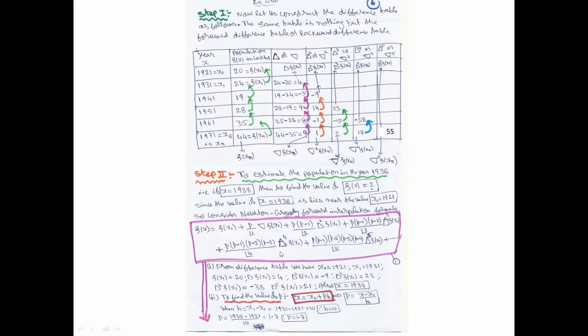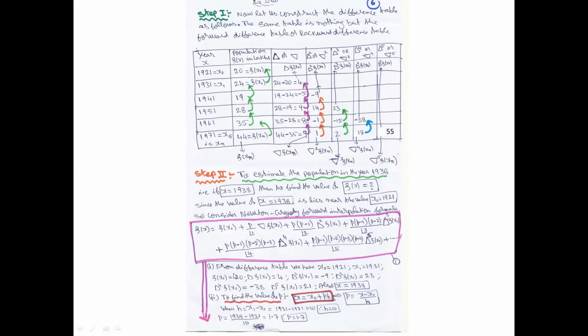divided by factorial 4 into delta to the power of 4 f of x naught plus so on. Like this it will continue, but in our table it is up to delta to the power of 5, so I considered the terms up to delta to the power of 5. If delta to the power of 6 is there, we have to include that term also. Now, from the table, we know the values of f of x naught, delta f of x naught, delta square f of x naught, and so on. So the only unknown term in this formula is p.